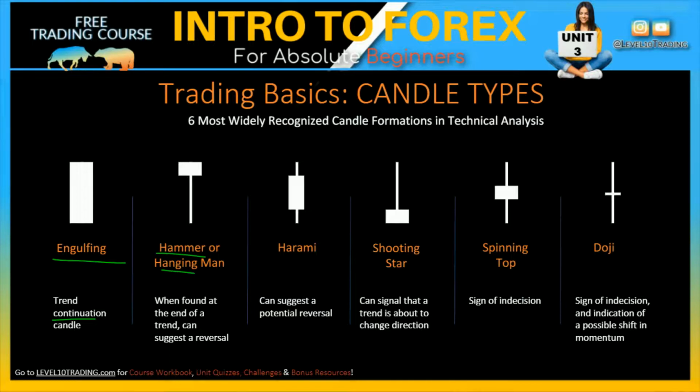The engulfing candle typically suggests a continuation of trend. The hammer or the hanging man, it's got some other names people refer to it as well, can suggest a reversal when it is found at the end of a trend. A Harami can also suggest a potential reversal. A shooting star can be a signal that a trend is about to change direction, and a spinning top and a doji candle both show signs of indecision as well as a possible shift in momentum.